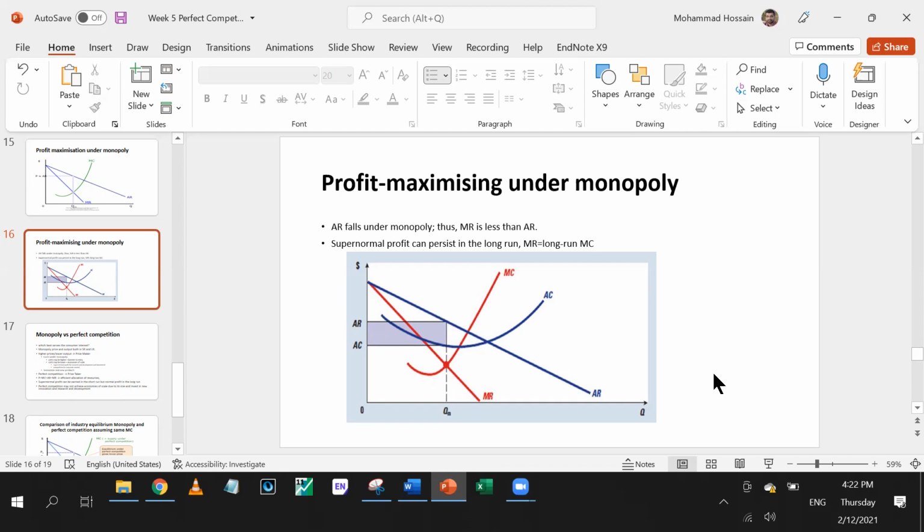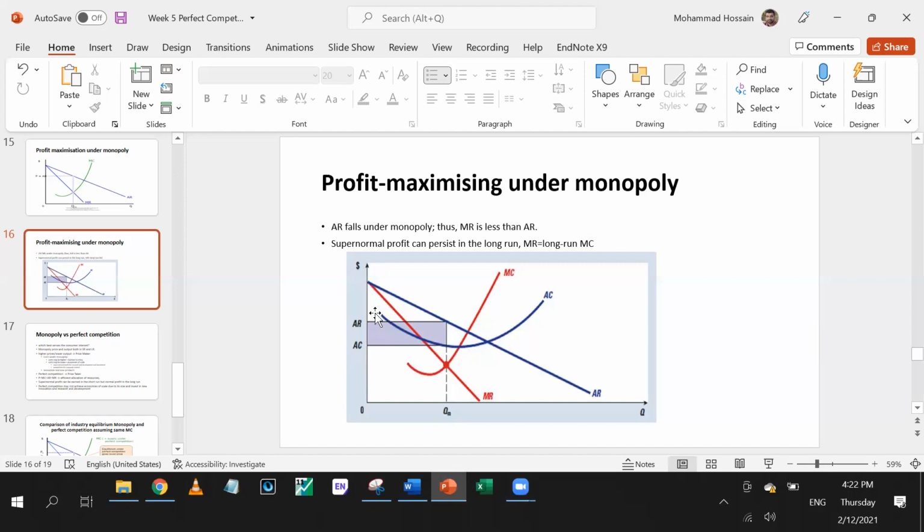Now you can see that they're producing at this point, and at this point demand is in here. The average cost for the goods you can see is lower. The average cost is lower than the average revenue, so they will be making profit. Right? They will be making profit.